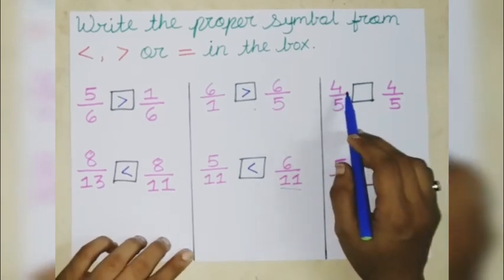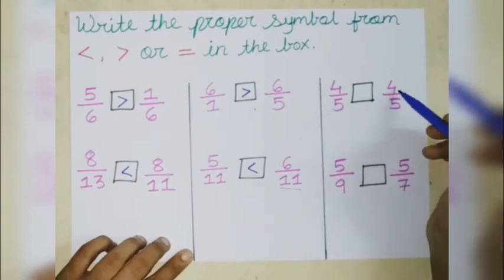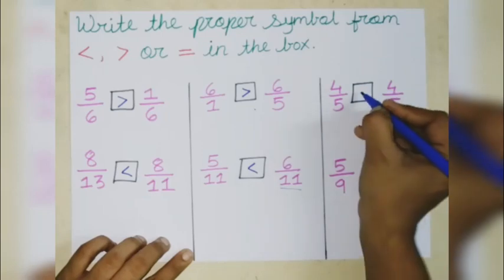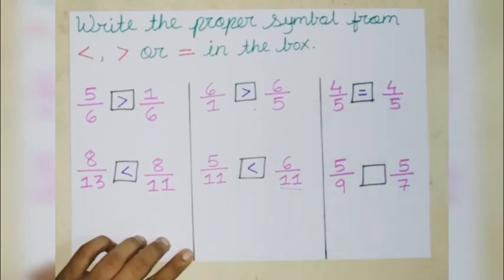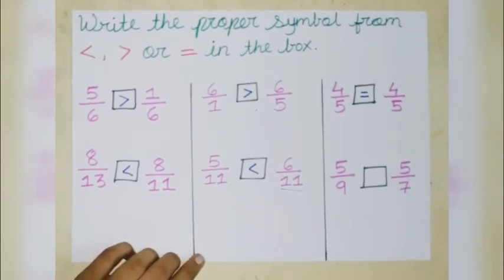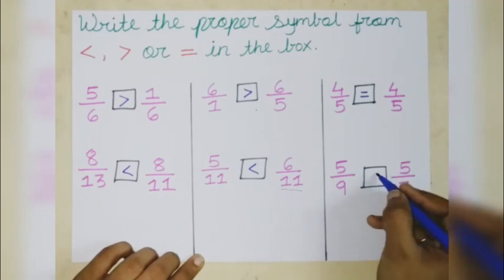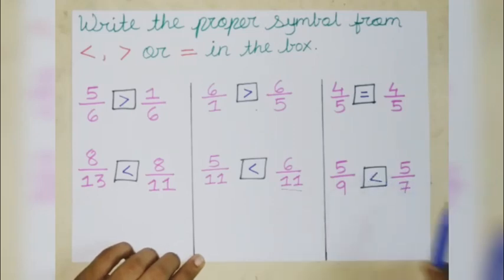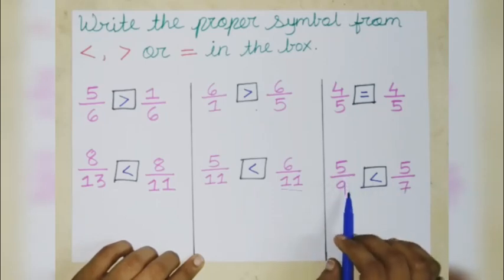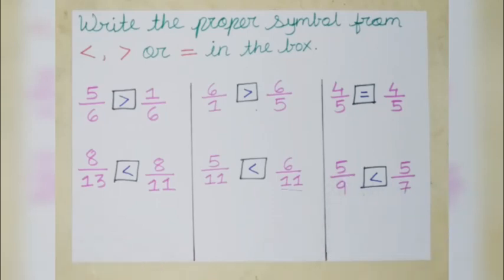Your next question is 4 upon 5, 4 upon 5. Children, both the fractions are equal. So we will put is equal to symbol. Is it clear? Now tell me the answer of last question. Yes. Which is greater and which is smaller? Yes, this is the greater fraction. 5 upon 7 is the greater fraction and 5 upon 9 is the smaller fraction.